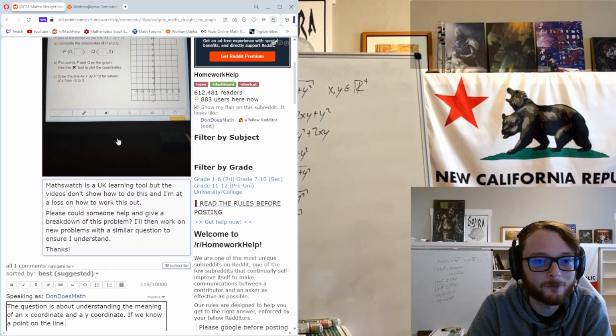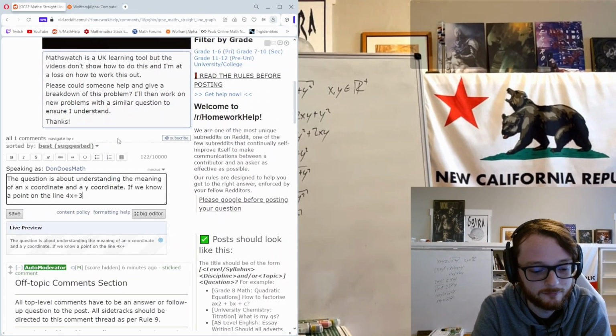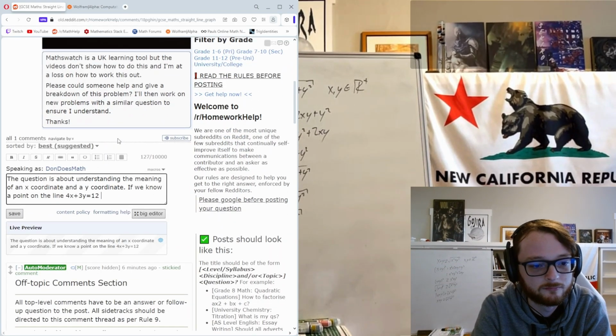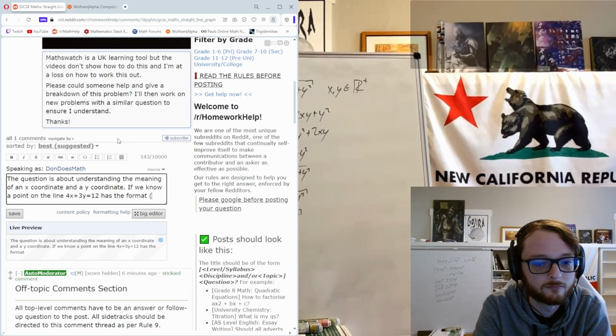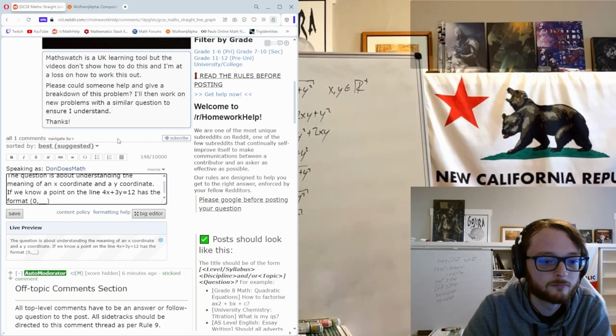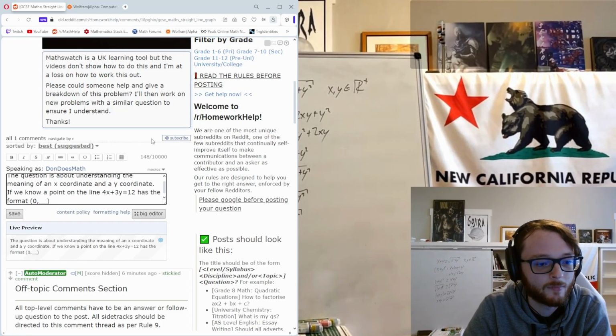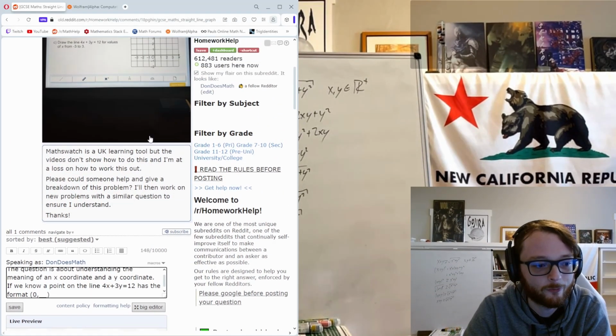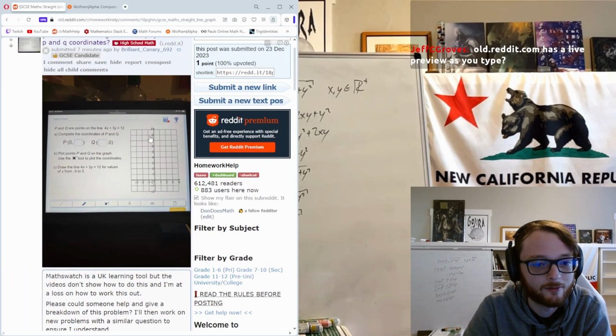Standard form, 4x plus 3y equals 12. This is with Reddit Enhancement Suite, RES. Otherwise it doesn't.